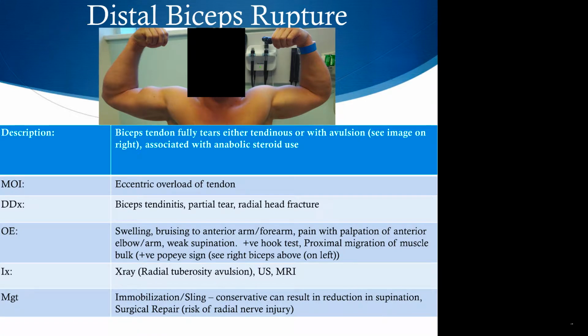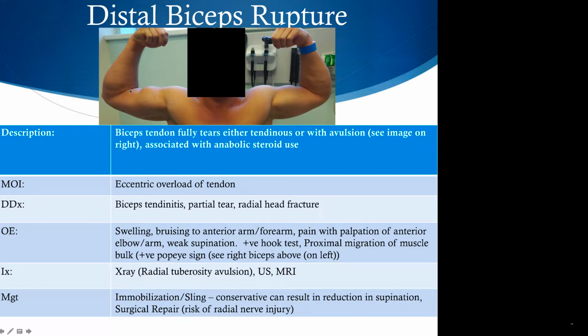Distal biceps rupture. So the biceps tendon fully tears, either within the tendon or sometimes with an avulsion from the radial tubercle. It can be associated with anabolic steroid use. You can see in the picture above, the full biceps on the left, and on the right it looks like the biceps is bigger, but actually if you look at the distance between the elbow and the distal biceps muscle bulk, it's actually lengthened, and that's because it's torn completely.